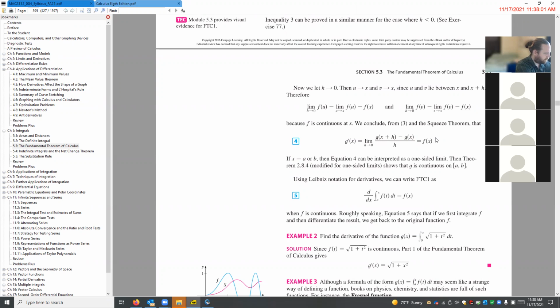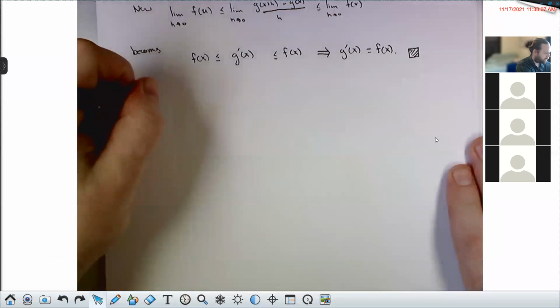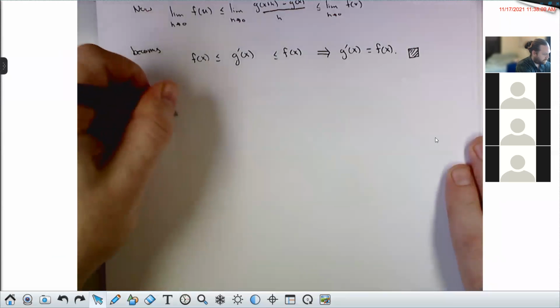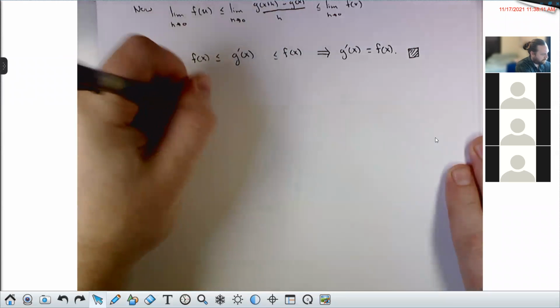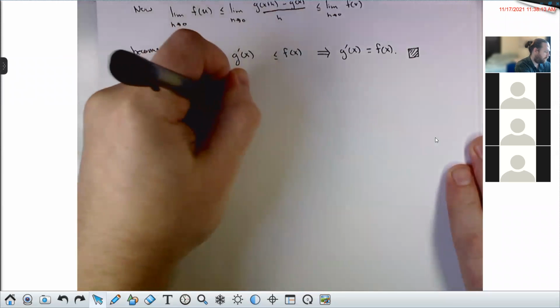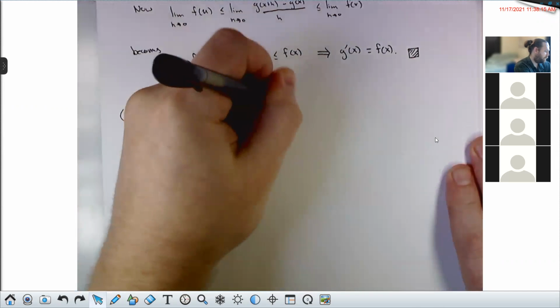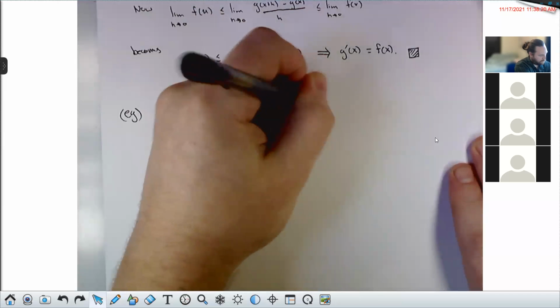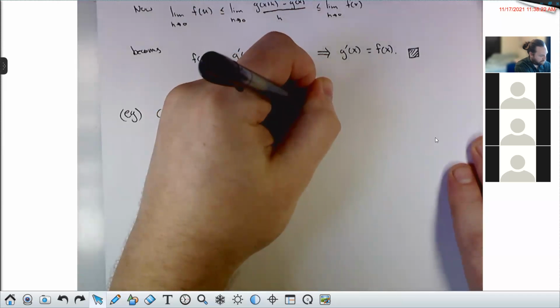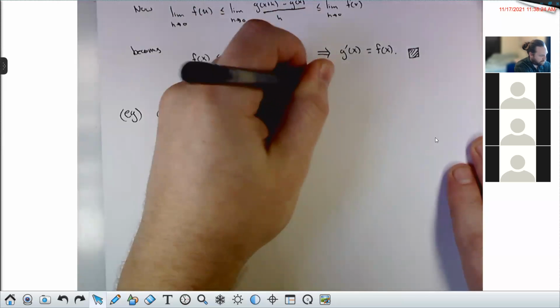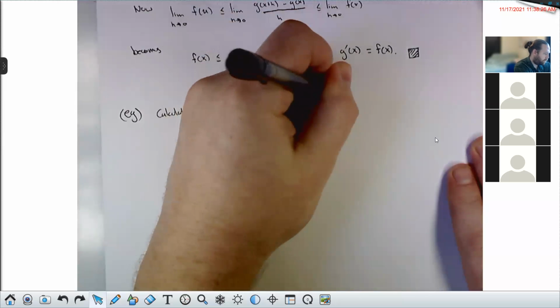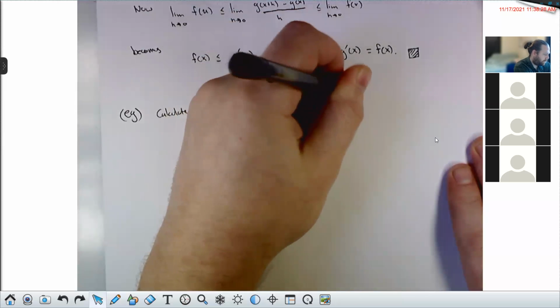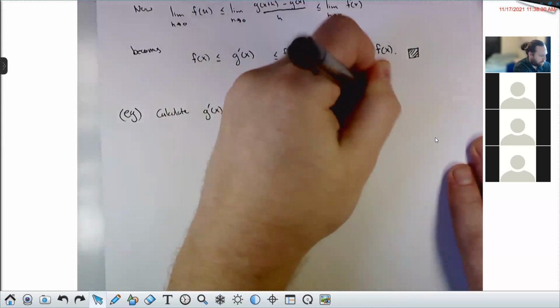So we did a simple example a second ago. Let's do another simple example. Let's calculate g prime of x, where g of x is the integral from, say, 1 up to x of the square root of t squared plus 1 dt.